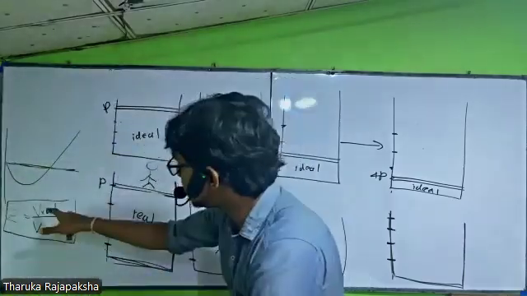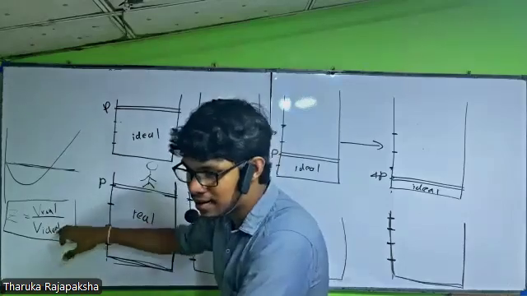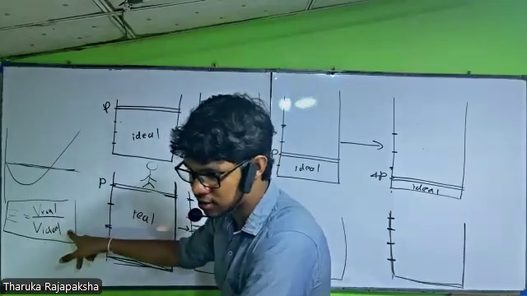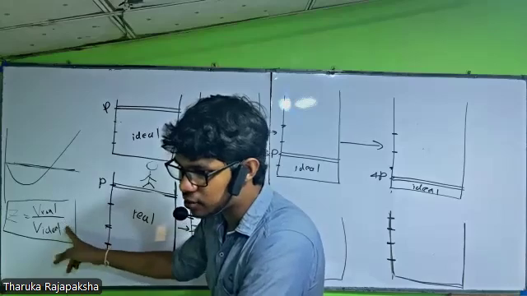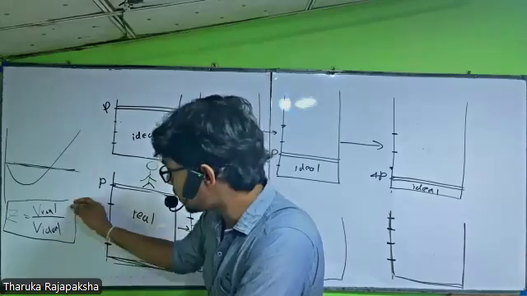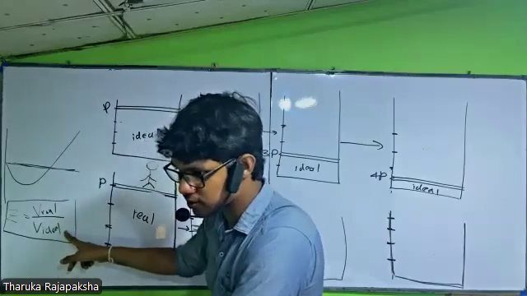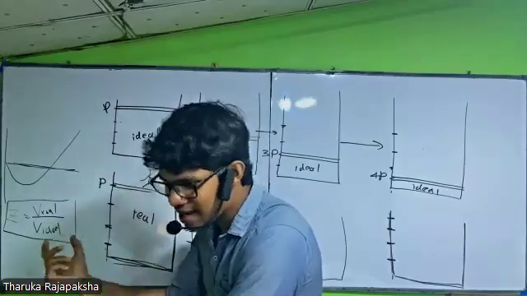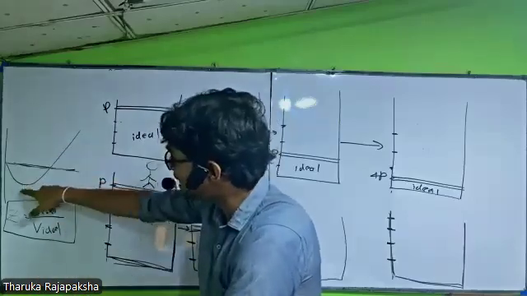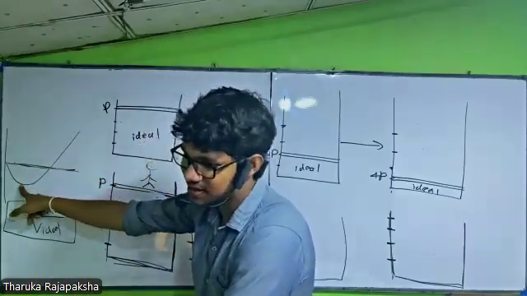So tell me, Z is V real over V ideal. Is it greater than 1 or less than 1? The numerator is small, the denominator is big, right? It is less than 1. So obviously you get the idea, right? Z is less than 1, it is somewhere here still.